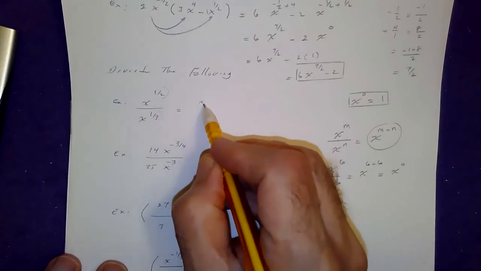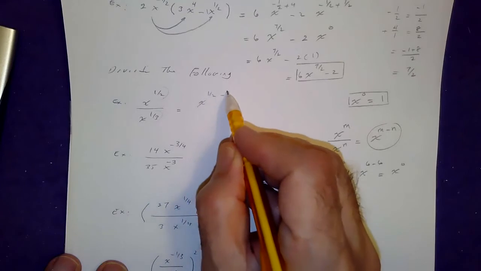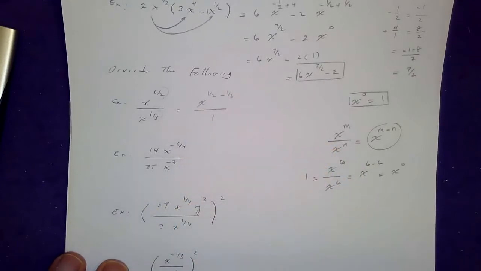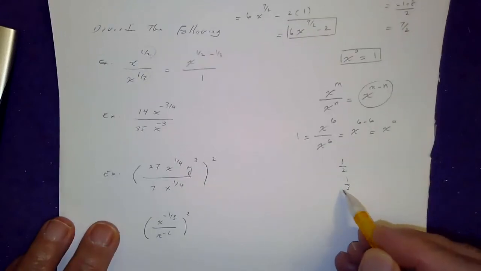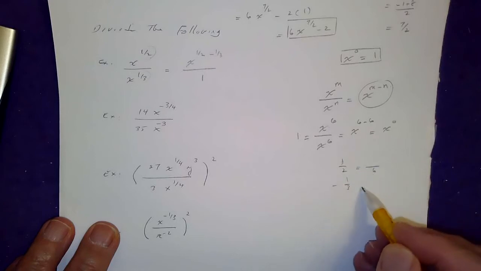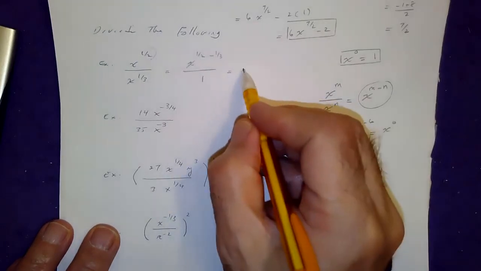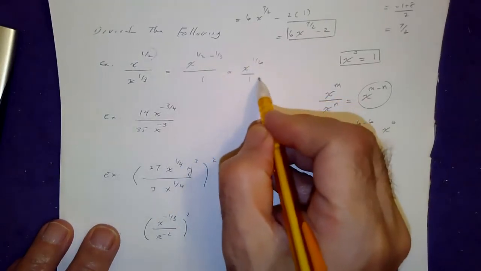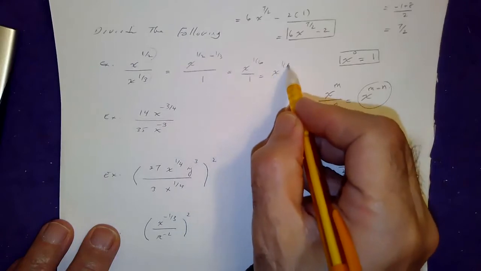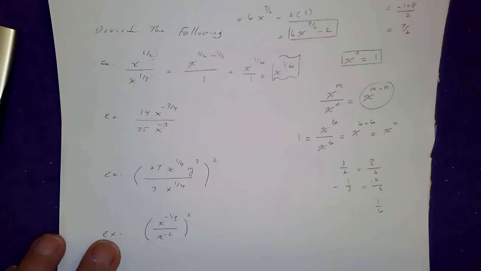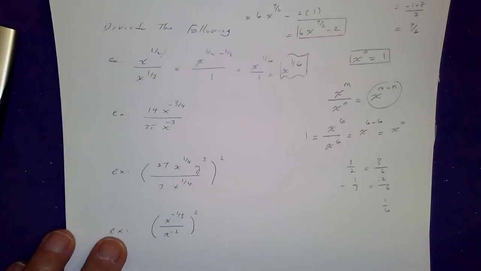So in this case, I would imagine you would go 1/2 minus 1/3 all over 1. So now I need the LCD here, 1/2, 1/3. LCD is 6, isn't it? So that's 3, and that's 2, that's 1 over 6. So the answer is x to the power of 1/6. There is no need to show the 1 at the bottom of the fraction.